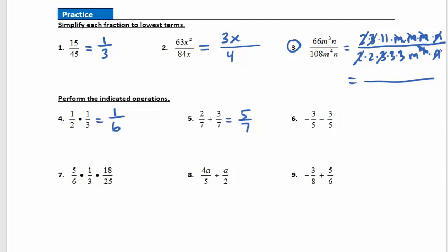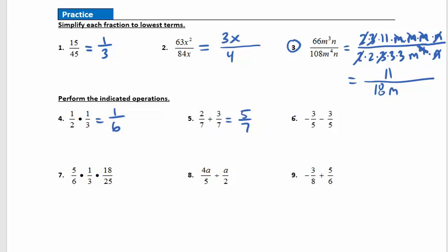So let's take a look and see what I have left. In the numerator, it looks like I just have an 11. In the denominator, it looks like I have 2 times 3, which is 6, and then 6 times 3, which is 18. And then I have 1 of these m's, and that's it. So 11 over 18m for that one.